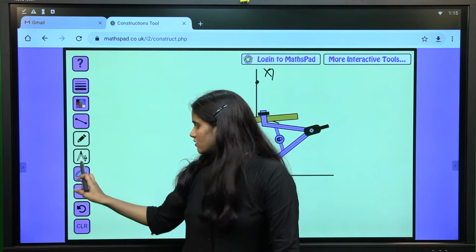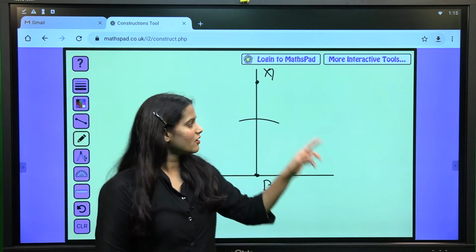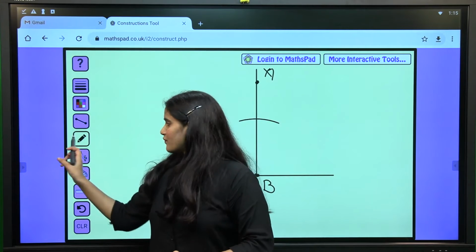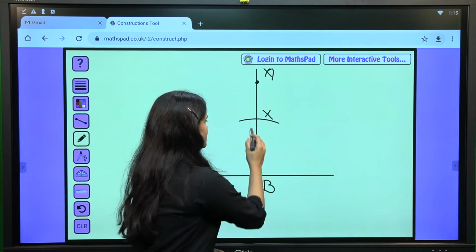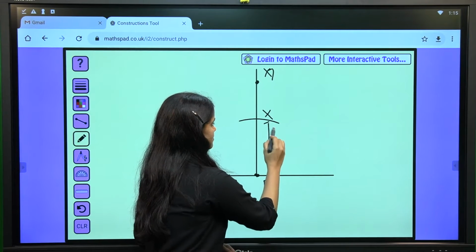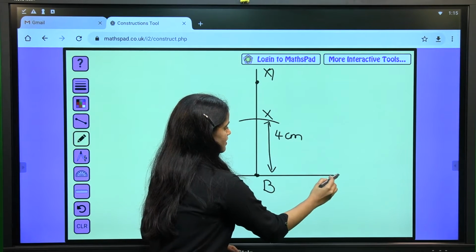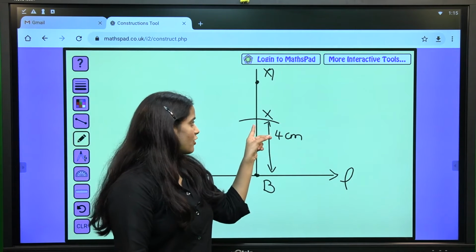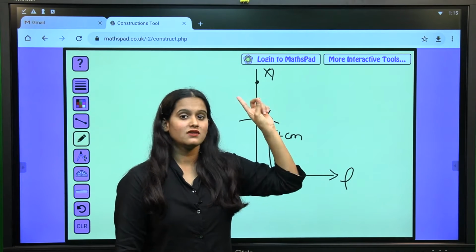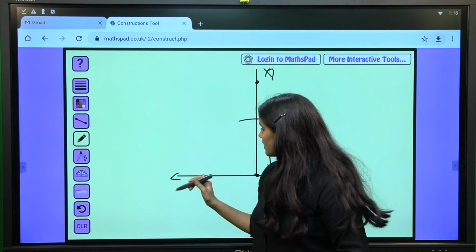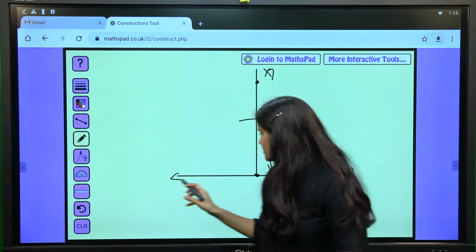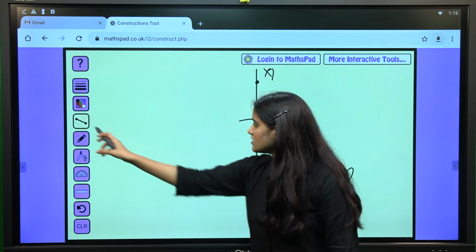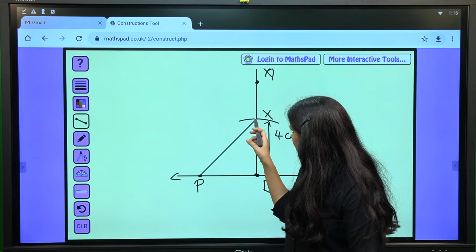Now, what you got? You got a point which is 4 cm away from line L. So that point I'll name it as X now. So this is 4 cm away from line L. Yeah. Now this point is previously I've taken as A, no? The same thing. So now here one more point I'll just consider. So I'll just name it as P. That's fine. So now I'll join this point P with X.